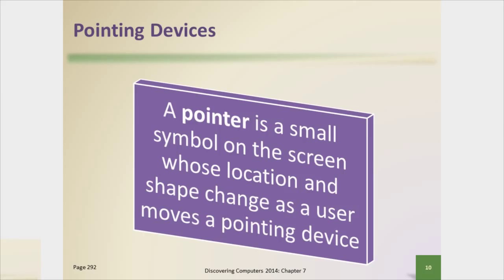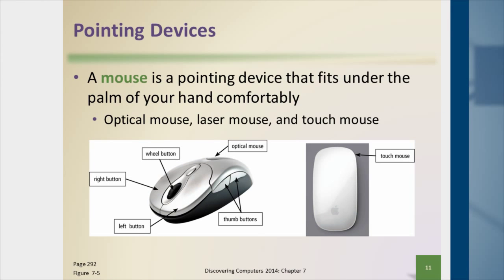Shifting over to a mouse, this is one type of pointing device. A pointer is a small symbol on the screen whose location and shape changes as the user moves the pointing device. So when we want to select something, we move the pointer to wherever we want to select, and we use the pointing device to select that particular option. The dominant device in this area obviously is the mouse.